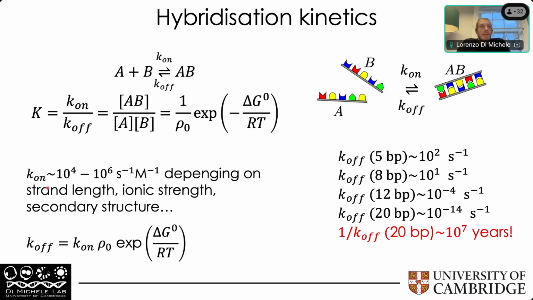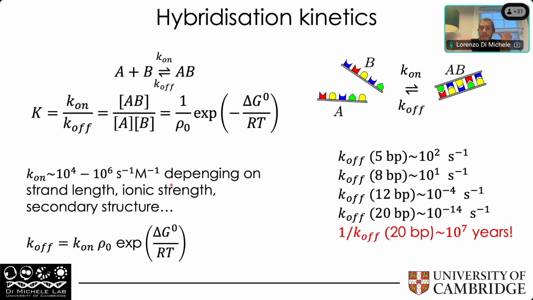Now it turns out that k_on is always kind of a constant. It doesn't change very much. It's always between 10 to the 4 and 10 to the 6 per second per molar. Again, it's a second order rate constant. It changes a bit if your DNA is longer, shorter, if you have more salt, less salt.